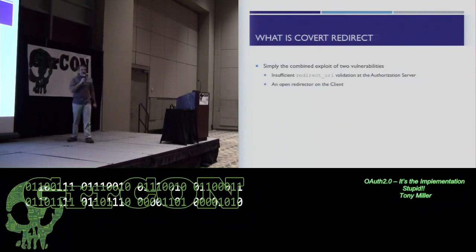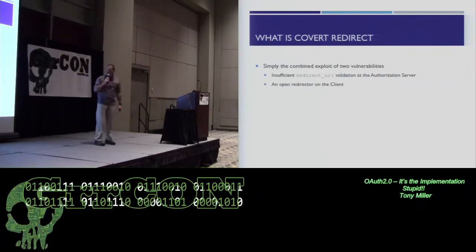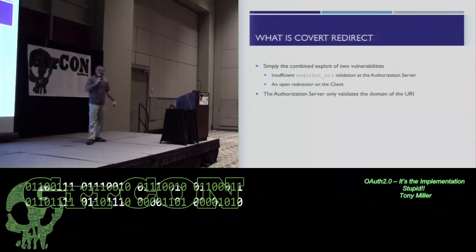So what does this allow me to do? Hopefully it's obvious. The authorization server is only going to validate the URI down to the domain. It's going to say, okay, this request is for this client, which is a valid client, and they're at this domain. Okay, perfect, I like it, let's go.